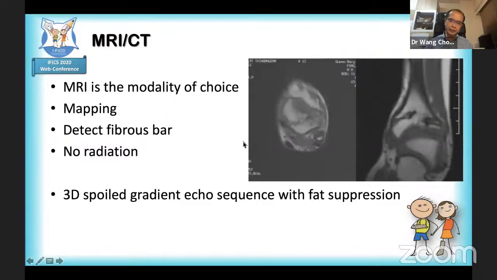If surgery is contemplated, further imaging with MRI or CT is needed. Mapping actually allows more precise measurements of the size of the physeal bar as well as localization of the bar in the affected physis. MRI is the preferred choice compared to CT because with special sequences, it gives you the best quality of physeal imaging and mapping. And the MRI also allows earlier detection of the fibrous bar, as well as the fact that there is no radiation, which is an advantage for children.